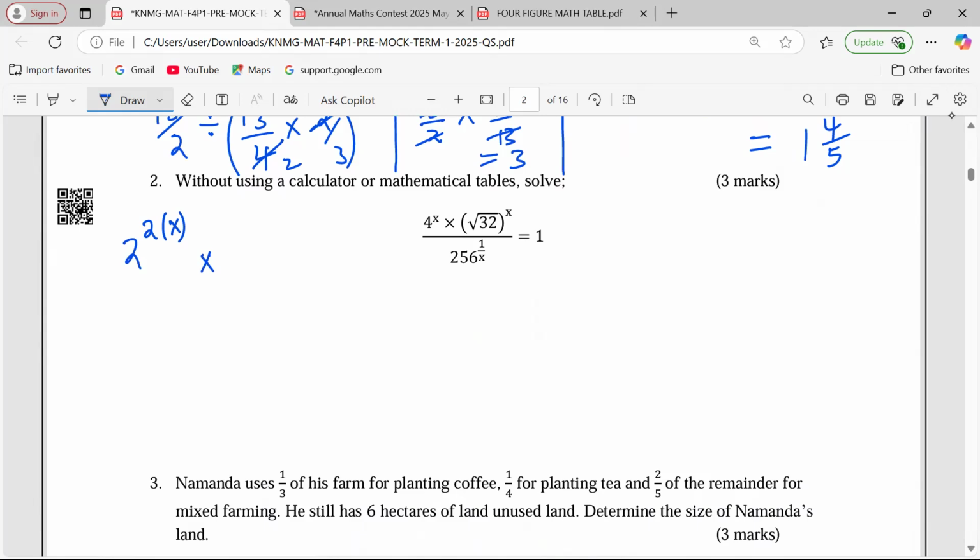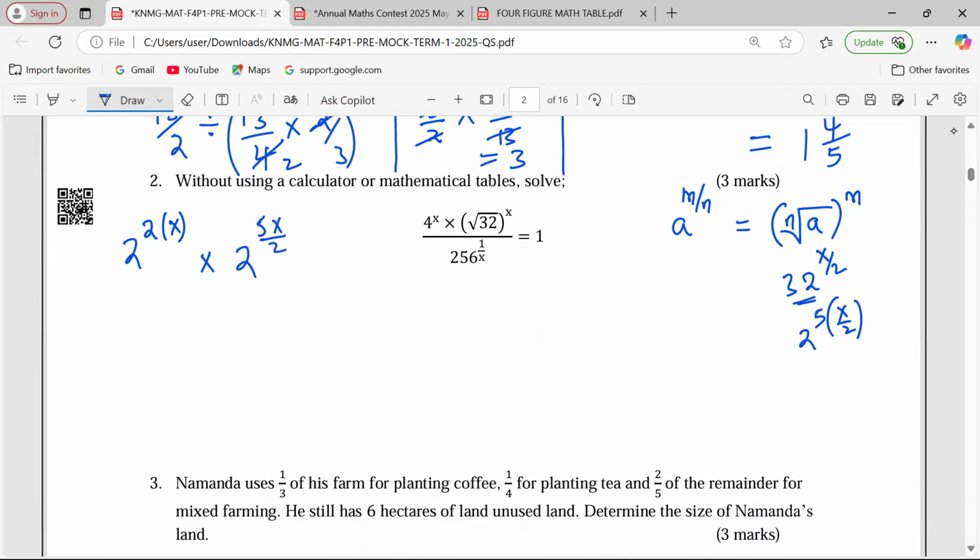Let me interpret this information in a different way, whereby I'm supposed to apply the fractional law of indices that says when you have a number, let's say a, raised to a fractional power, like m over n, this should be solved by taking the nth root of a. Then everything is raised to power m. So I'm going to apply this law in reverse, such that I will start by writing 32 to the power x over 2, which I'm supposed to express as base 2. So 32 should be expressed as 2 power 5. And now we already have x over 2. So that 2 power x over 2 becomes 2 power 5x over 2.